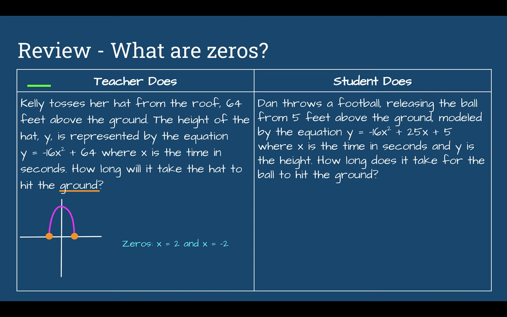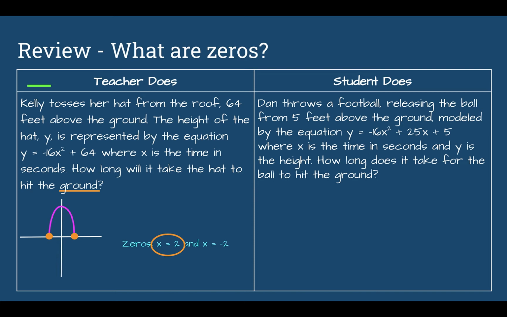We wanted the time where it's going to hit the ground. If we're thinking about where x is time, only one of those makes sense in this context, and that is when x equals positive 2, because we can't have negative time, so tossing the hat would hit the ground forward in time. So that would be that right dot. So when x equals 2.